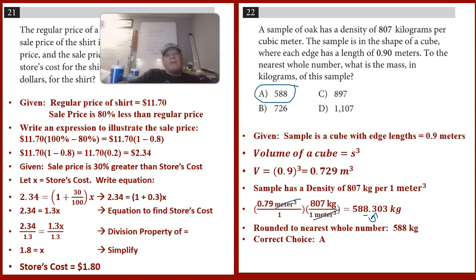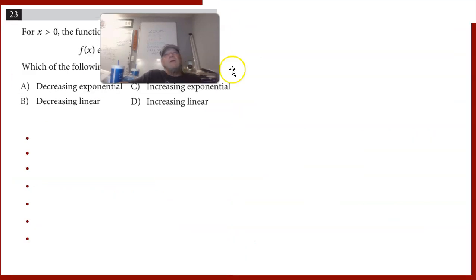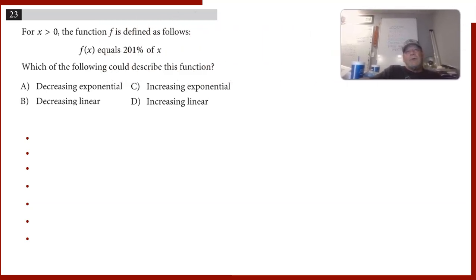All right, now let's get to problem 23. It is another multiple choice question. It says, for x greater than 0, the function f is defined as follows. F of x equals 201% of x. So in other words, it more than doubles. That is one way to look at it. It more than doubles. All right? Okay.